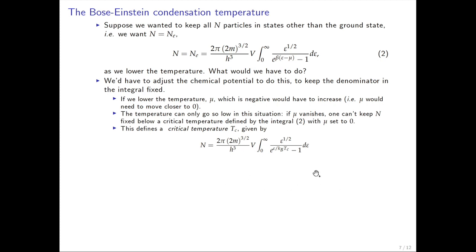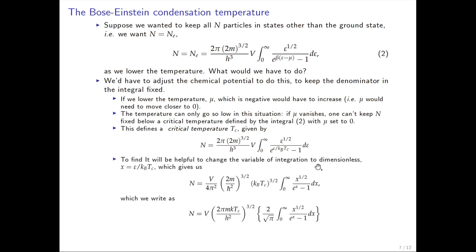And so we can do that integral, right? I've put here just the constants, and then we have this integral with mu set to 0, and I've written it instead of beta, I've just written it kBTC, because that's the critical temperature. We could do this integral, but it's helpful to change our variable of integration to some dimensionless x. So in the exponent here we have epsilon over kBTC. Let's call that x, which is a dimensionless variable, and we'll change the integration variable to this x.